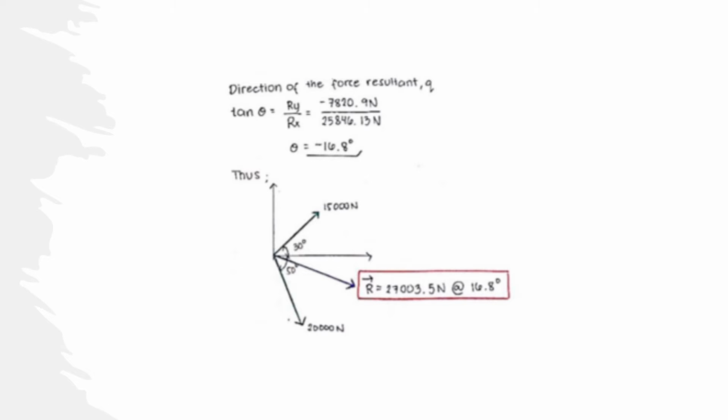And to determine the direction of the force resultant, arctangent is equal to Ry over Rx, which is equal to negative 7,820.9 over 25,846.13, and then we get the angle of negative 16.8 degrees. So never mind the negative sign since we carry the sign of Ry, but in reality it is 16.8 degrees. So therefore, the ship has a resultant of 27,003.5 newtons at 16.8 degrees.